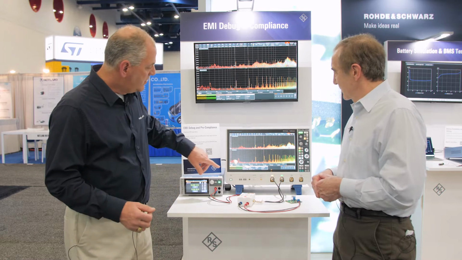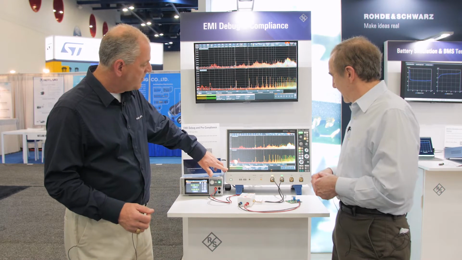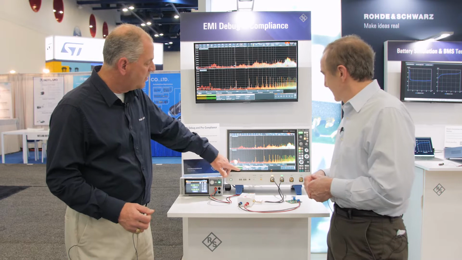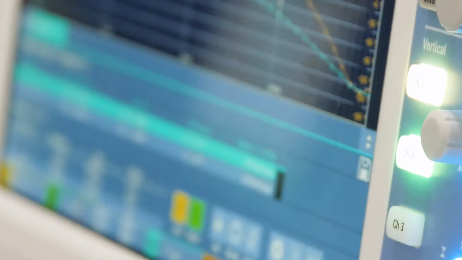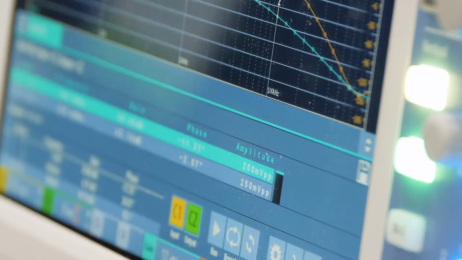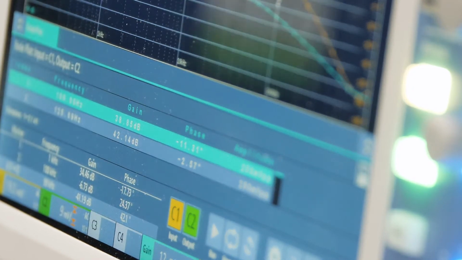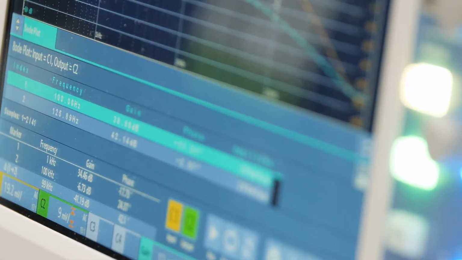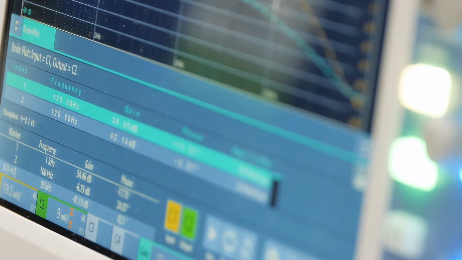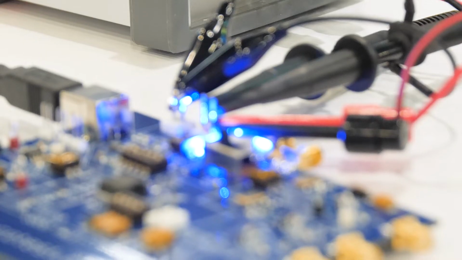Down on the bottom here, we have the actual time domain waveforms. We minimize them into small displays there. What we've done is create two math waveforms. One is the difference between these two, and one is the sum of those two. Then there's a spectrum of each one. So this is the common mode spectrum, and this is the differential mode spectrum, and we can actually see the difference between the two.